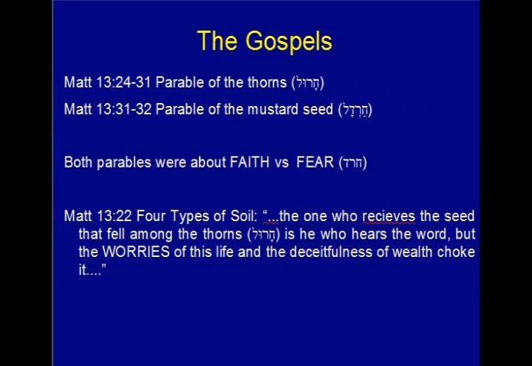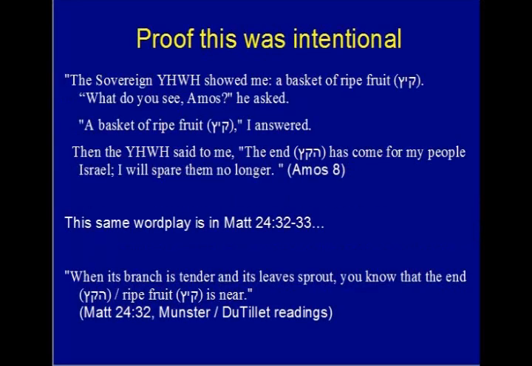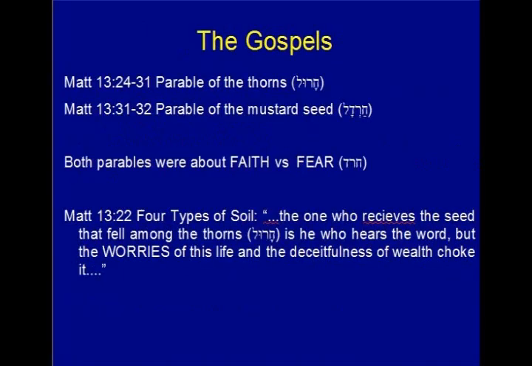Okay, but we know that this one was intentional because God told us in Amos 8. And it appears again in the Gospels. So I think it's pretty safe to conclude that the examples of the mustard seed and the examples of the thorns were also intentional. And it's also one of the reasons why some people read the parable of the mustard seed, and they think that the mustard seed is a symbol of faith, and it's talking about how much your faith can grow. Well, actually, I don't think that's what he's saying. I think it's very much the opposite.